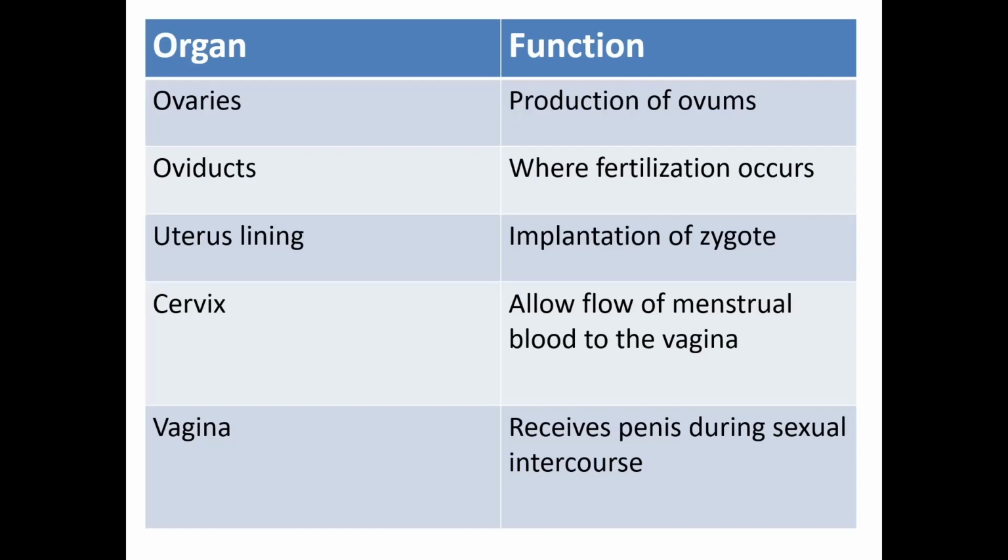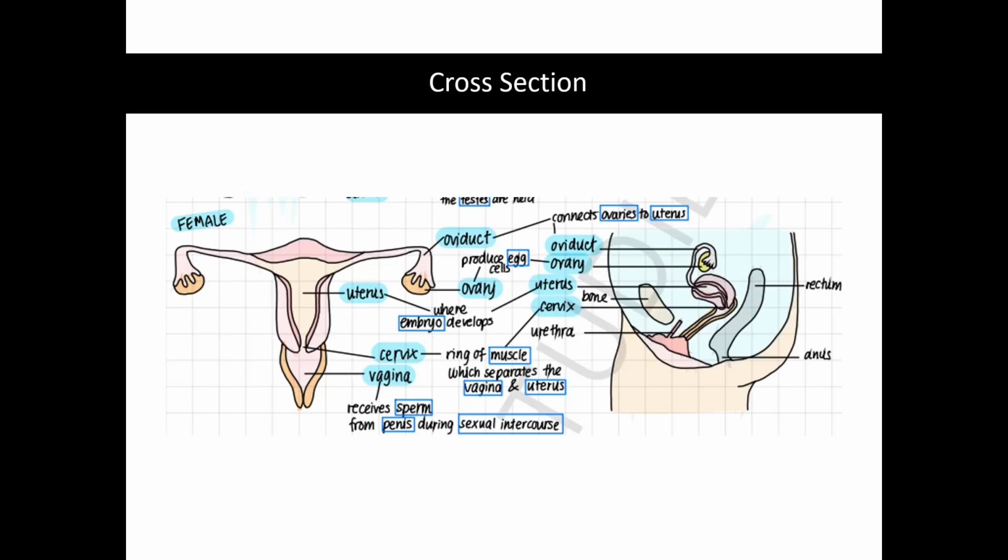Now the functions: the ovary produces ovums, and the oviduct is where fertilization occurs. The uterus lining is where implantation of the zygote begins, and the cervix allows the flow of menstrual blood to the vagina. You're going to learn more about this in the menstrual cycle later in this video. And the vagina is where it receives the penis during sexual intercourse.